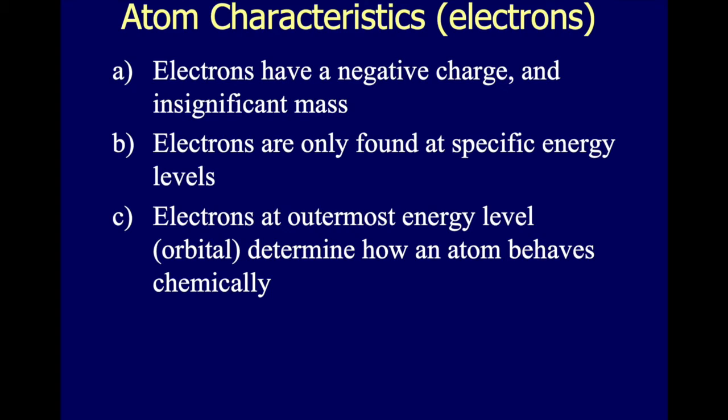Electrons at the outermost energy level will determine how an atom behaves chemically, meaning what will it react with. We'll hopefully see some examples. What kinds of bonds does it make? Does it make ionic bonds? Does it make covalent bonds? Does it make polar covalent bonds? All of that is based on the outermost energy level electrons.